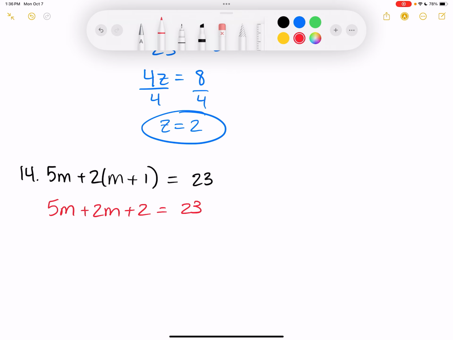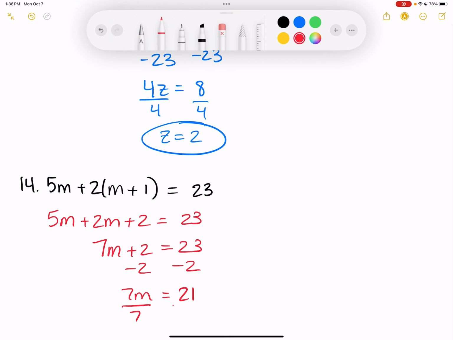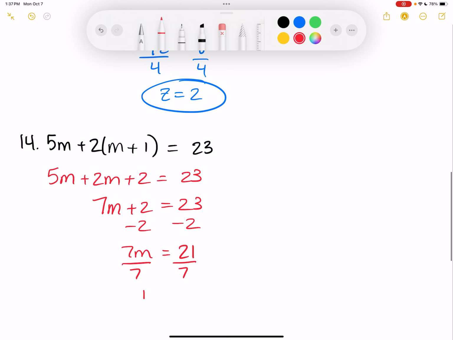Now what? Add 5m plus 2. And what do I get when I do that? 7m plus 2 equals 23. Minus 2. So 7m equals 21. Now what? Divide by 7. And when I do that, I get m equals 3.